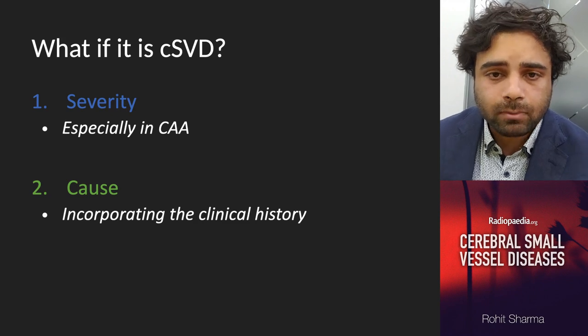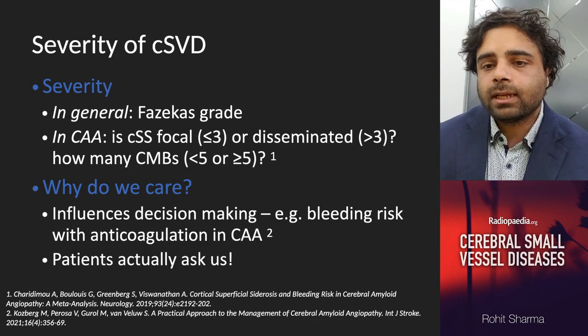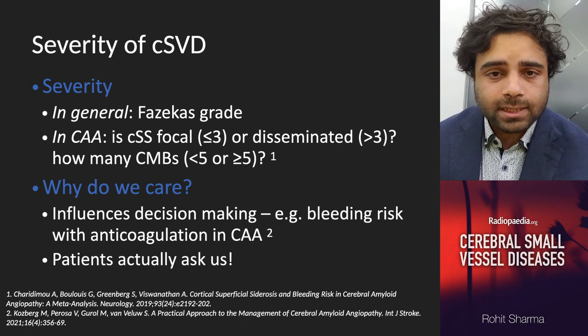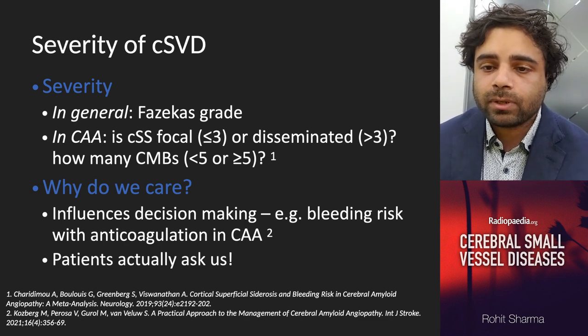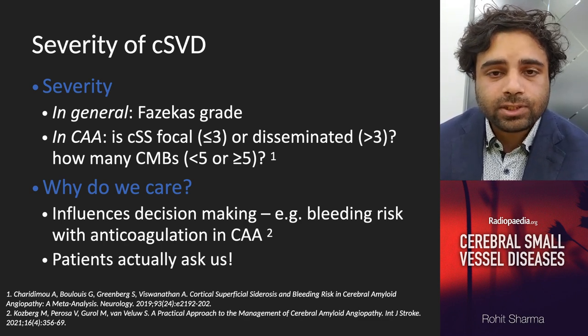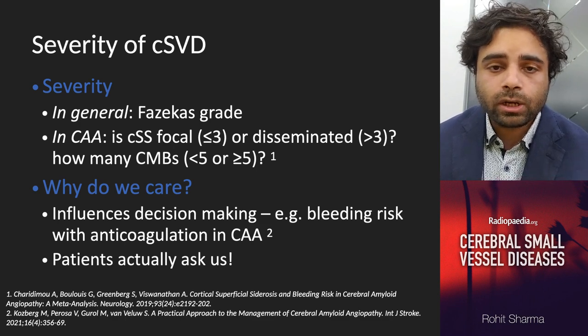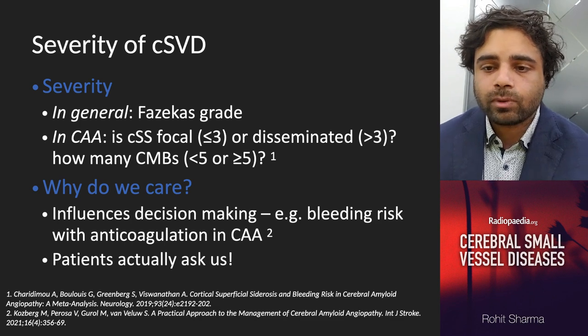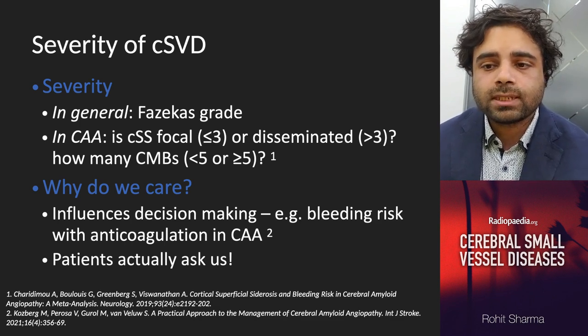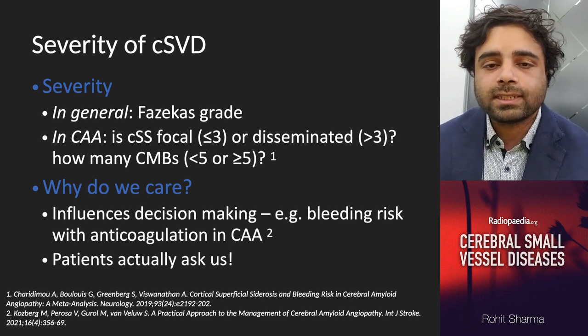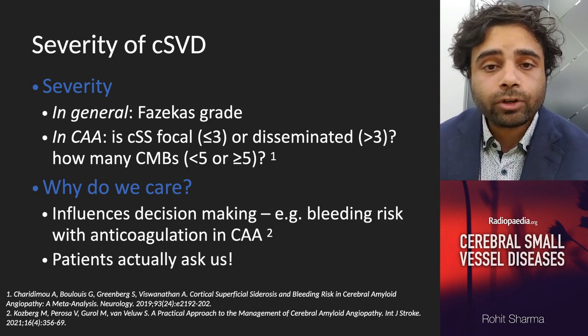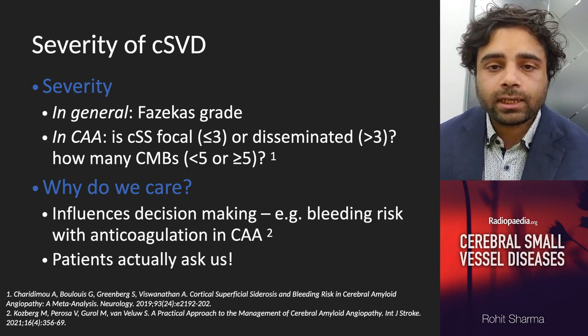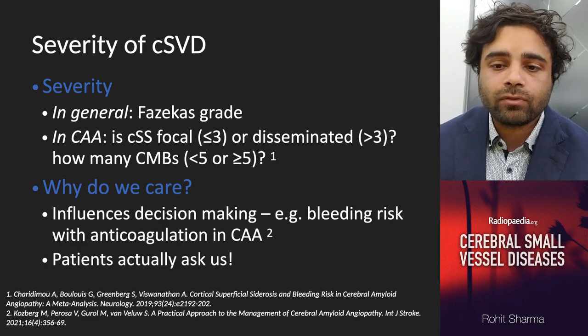the radiological stigmata. And so when we think about severity of cerebral small vessel disease, and Francis went through these in more detail, but in general we want to know things such as the Fazekas grade, because we know that has correlations with cognitive impairment, for example. But more specifically in cerebral amyloid angiopathy, as Francis outlined, we want to know if the cortical superficial siderosis is focal, meaning three or fewer sulci affected, or whether it's disseminated, more than 3 sulci affected. Furthermore, we also want to know how many cerebral microbleeds there are, and the key differentiating number here is 5, so less than 5 or 5 or more.